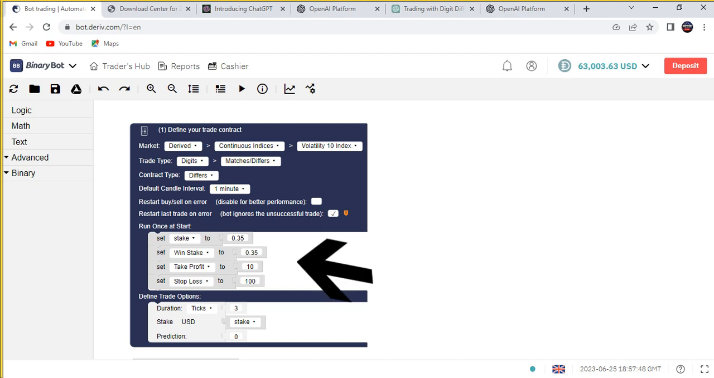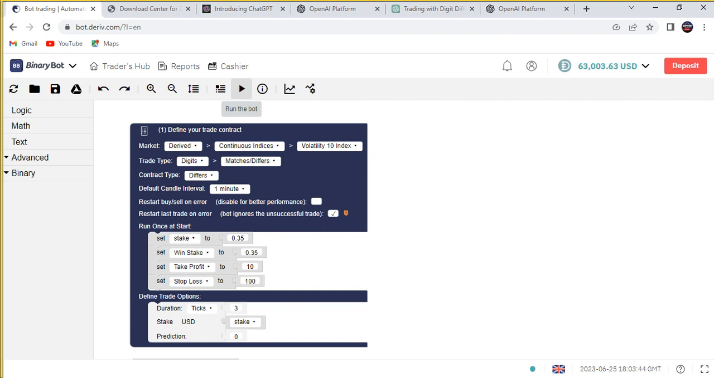The take profit field serves as the target for generating profits. In this case, I have set it at 10. Lastly, the stop loss field determines the acceptable maximum loss amount. For the purpose of this demonstration, I have established it at 100. Having familiarized ourselves with these features, let's proceed to run the bot.